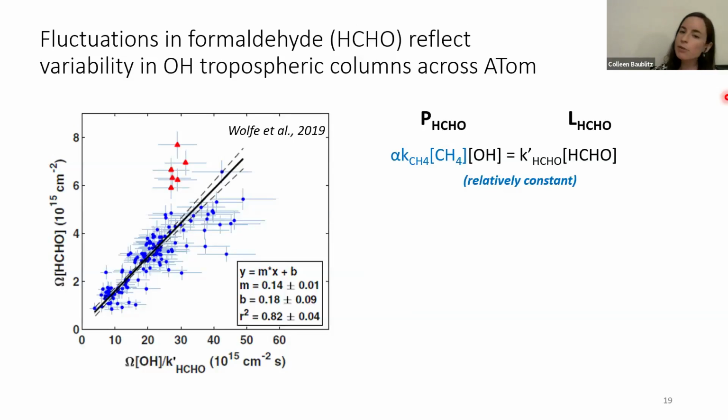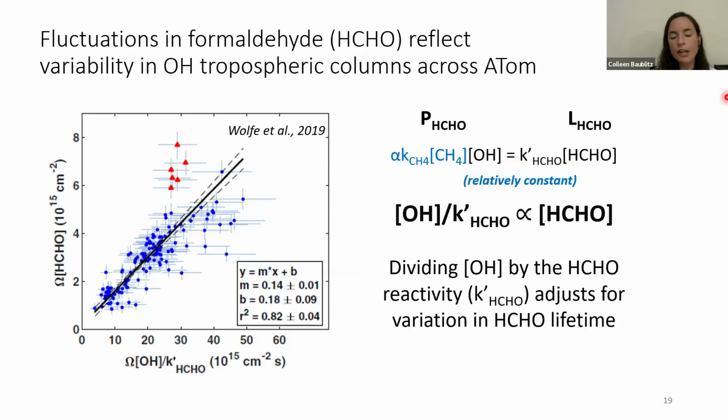And so to give you a sense for the chemistry underlying this relationship, on the right, I'm including a very simplified form of the formaldehyde steady state relationship. And so we see that formaldehyde is produced through the oxidation principally of methane along the ATom flight tracks at a relative yield that I'm representing by this alpha parameter. And so in terms of the variability in this relationship, we anticipate that both the alpha and methane reactivity terms in this equation will be relatively constant over the ATom flight tracks, so that we recover this proportionality between OH normalized to the formaldehyde reactivity and the formaldehyde concentration.